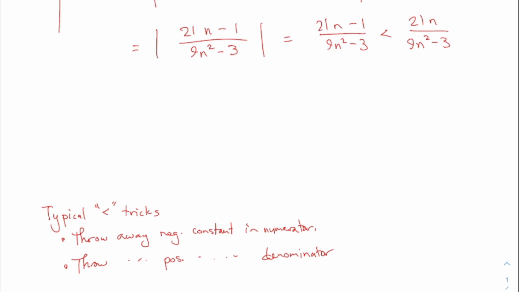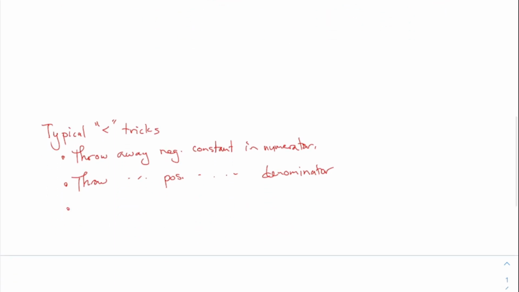Here's another typical trick, though. You can change a positive constant in the numerator to include n's. What I mean by that is if you have something like 3n squared plus 4, you can change it to this.